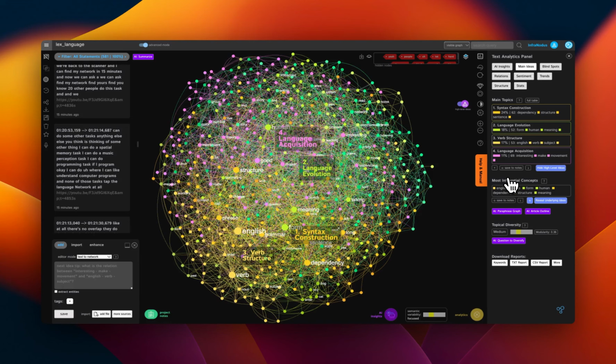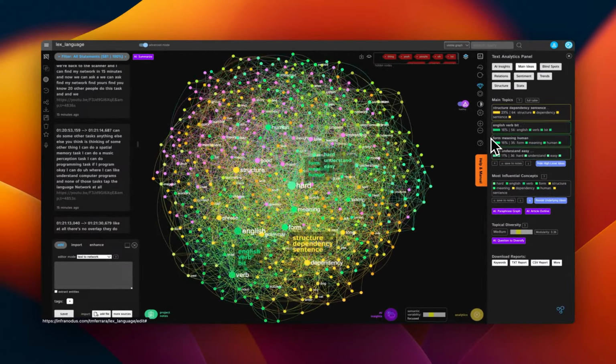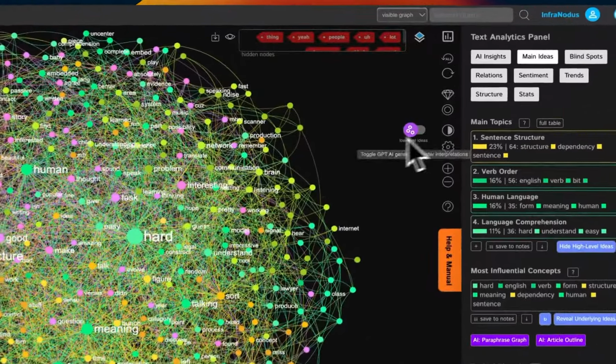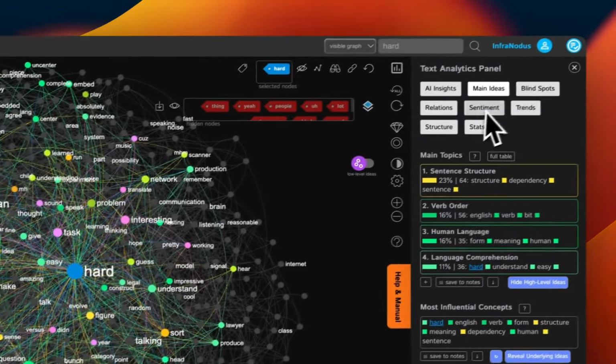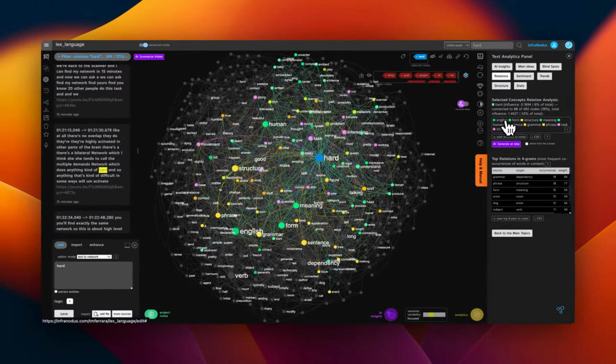I think I do actually like having that node in the graph because it helps to orient. I think it is interesting in the context of this video to understand what words are connected to hard. So for example, if we put that back in and we select hard and I look at the relations, English is hard, form is hard, structure is hard, meaning is hard, sentence hard. I don't know. I'm going to keep it in there for now.